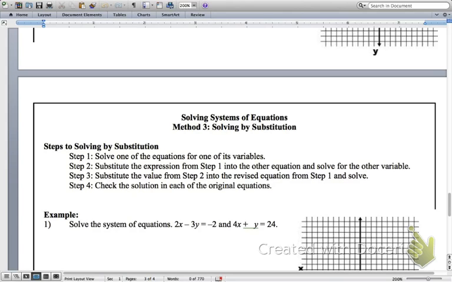The last method is to solve by substitution. You'll solve the equation for one of its variables. Substitute the expression from step 1 into the other equation and solve for the variable. Then substitute the value from step 2 into the revised equation from step 1 and solve. Check the solution in each of the original equations.